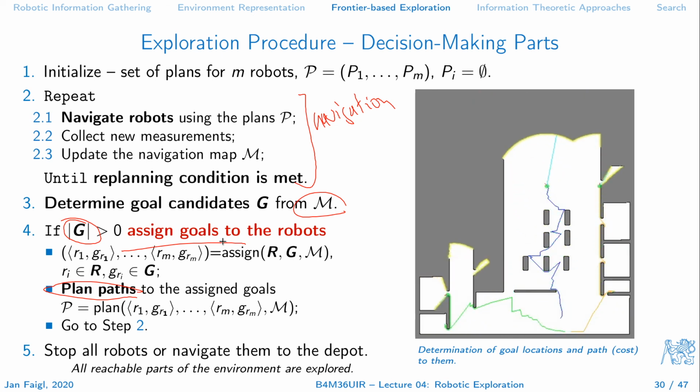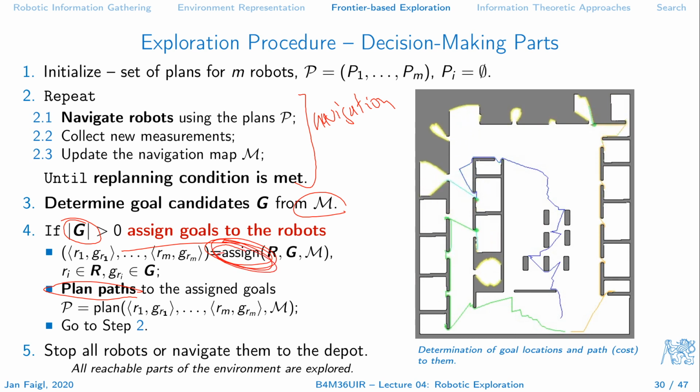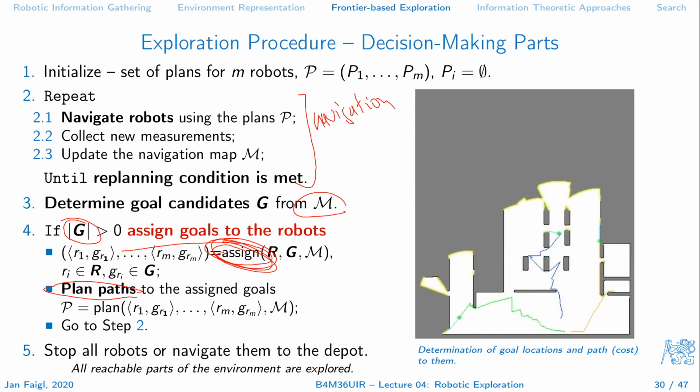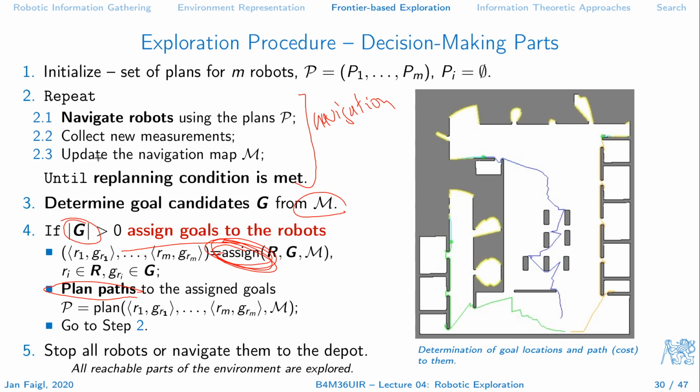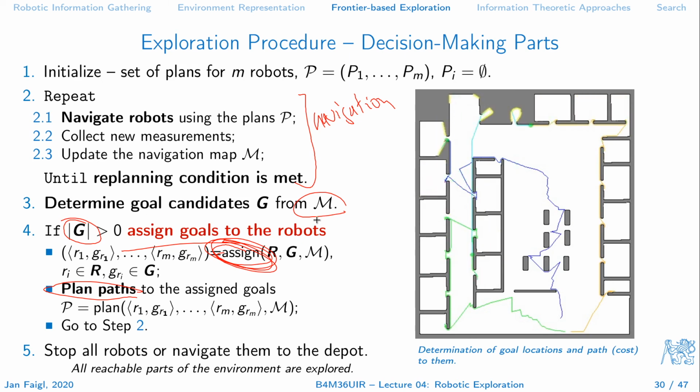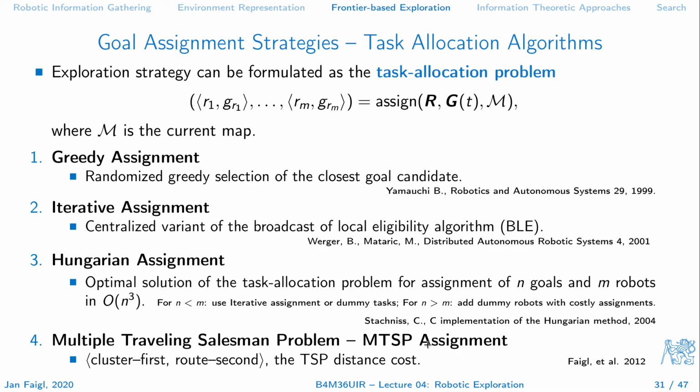And we now can focus on this task allocation, the assignment of goals. I'm not speaking about frontiers because there can be different approaches to determine the goal candidates from the current map. Generally it's a task allocation problem. So what we can consider is really greedy assignment. We can, in random order, assign the closest goal candidate to a particular robot. So once the closest is assigned, it's no longer considered for assignment of another robot. It is also somehow working.